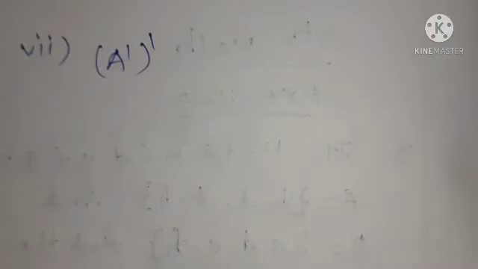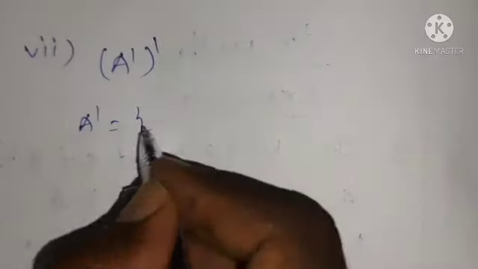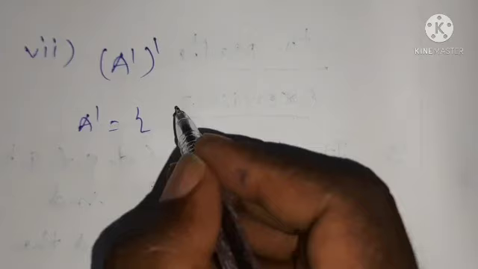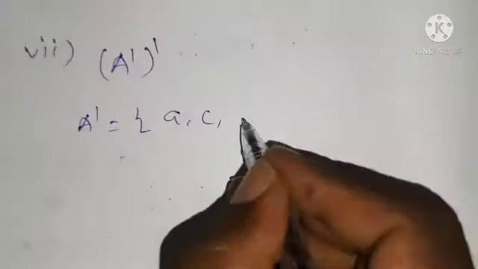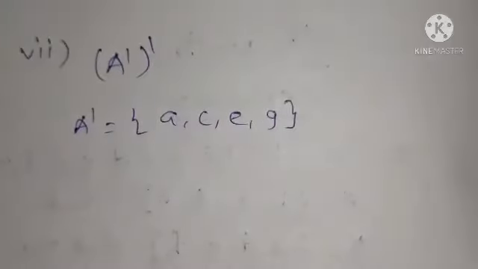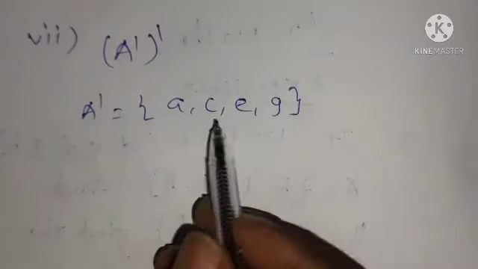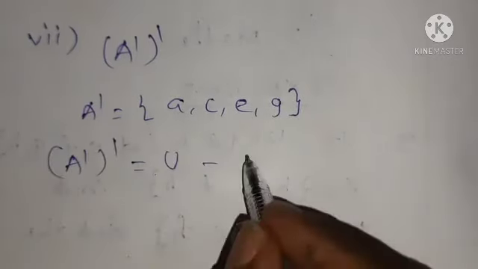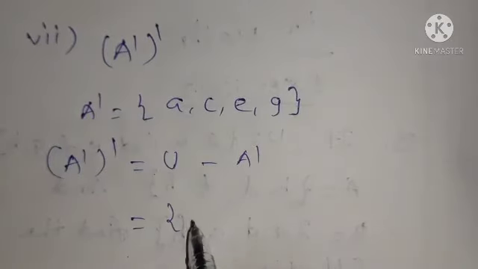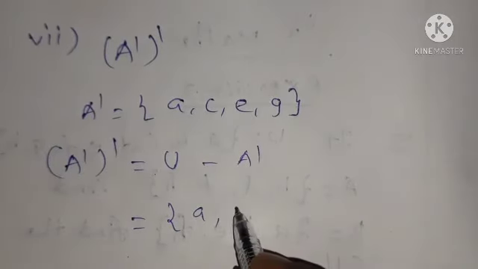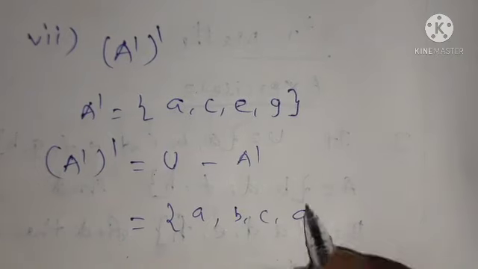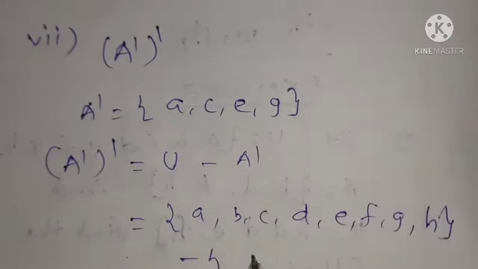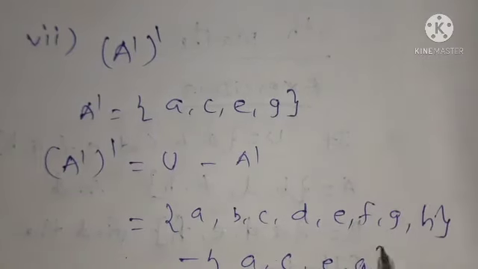Seventh one, (A dash) whole dash. A dash is already found. A dash is equal to A, C, E, G. Now A dash means universal set minus A. (A dash) whole dash equal to the universal set minus A dash. Universal set elements A, B, C, D, E, F, G, H minus A, C, E, G.